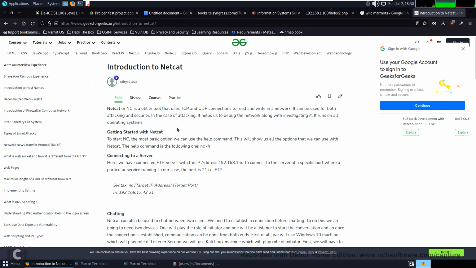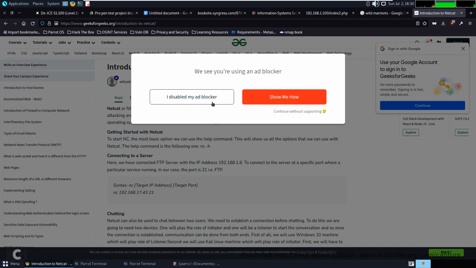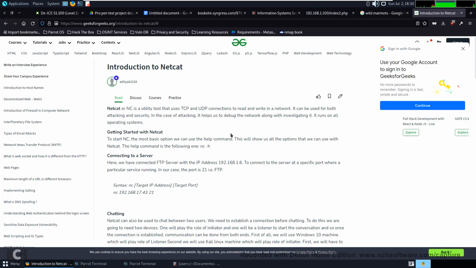It's a networking utility that uses TCP and UDP connections to read and write in a network. It can be used for both attacking and security. See, I still don't know what it means. I still don't know what it does. It tells me it's a utility, but it doesn't tell me what its sole purpose is.